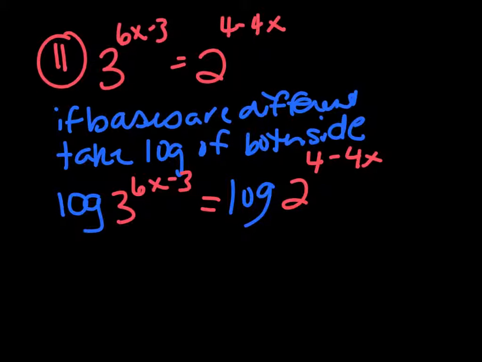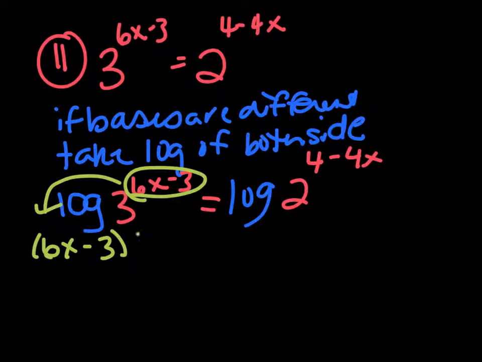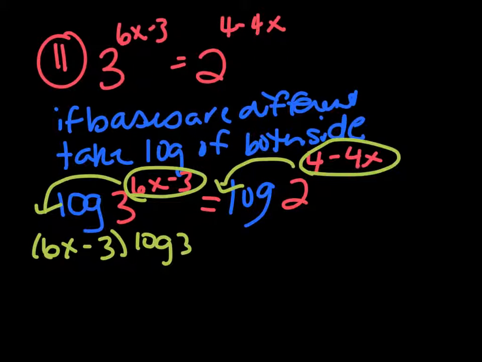Okay, so once you do that, once it's in log form, the whole point is I can move these exponents to the front. So now you're moving this whole 6x minus 3 to the front, times log 3. And you're moving this 4 minus 4x to the front.